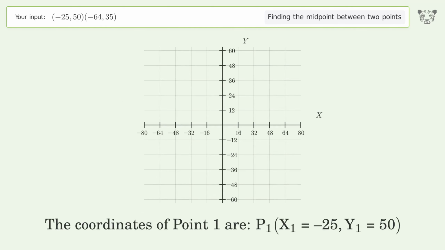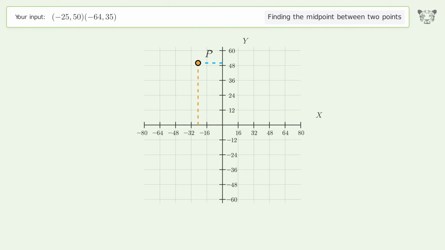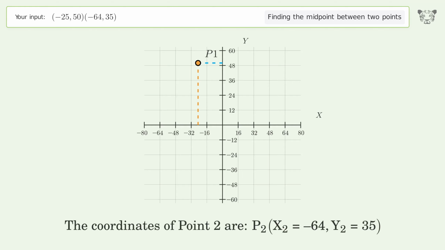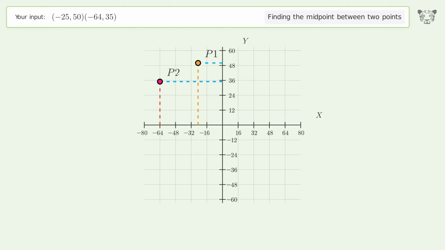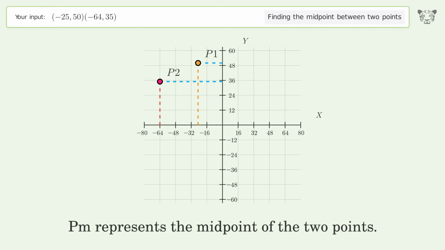The coordinates of point 1 are, x1 equals negative 25, y1 equals 50. The coordinates of point 2 are, x2 equals negative 64, y2 equals 35. PM represents the midpoint of the 2 points.